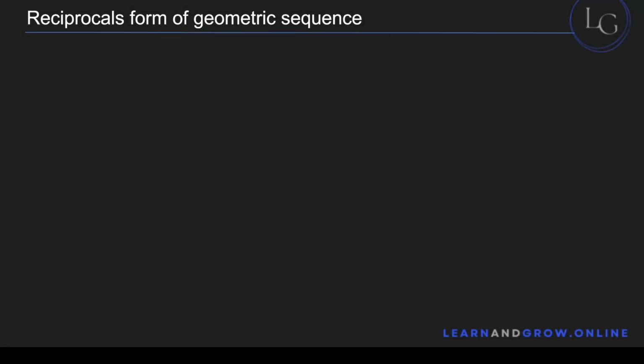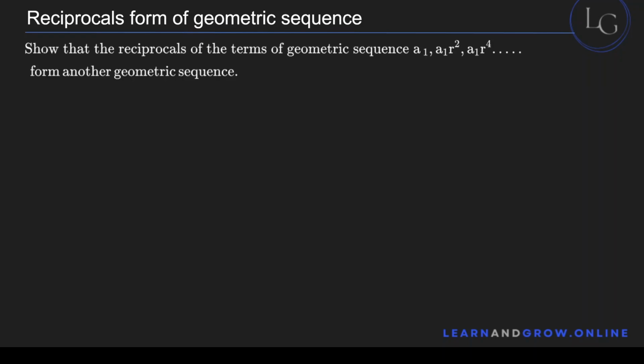So now we have to discuss the reciprocal form of a geometric sequence. This is the question given to us. Show that the reciprocals of the terms of a geometric sequence a1, a1r square, and a1r to the power 4 form another geometric sequence. So I have to prove this basically.